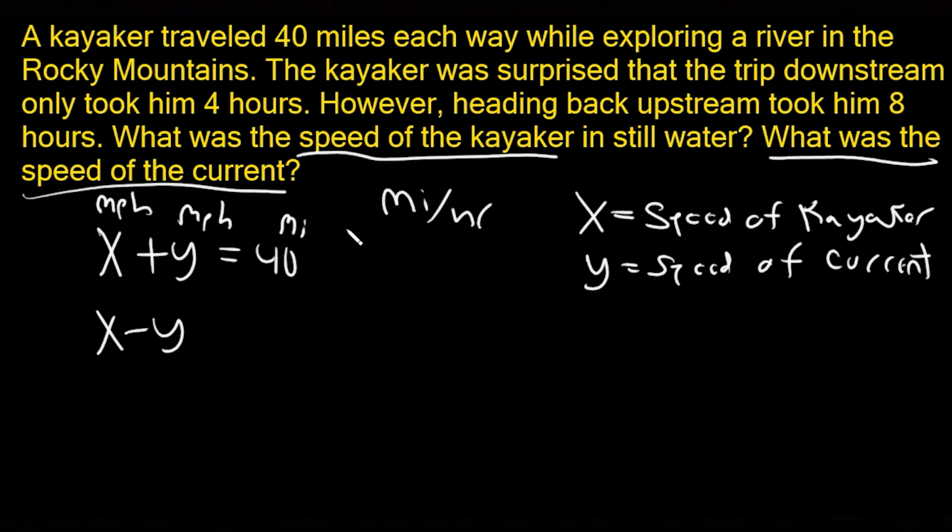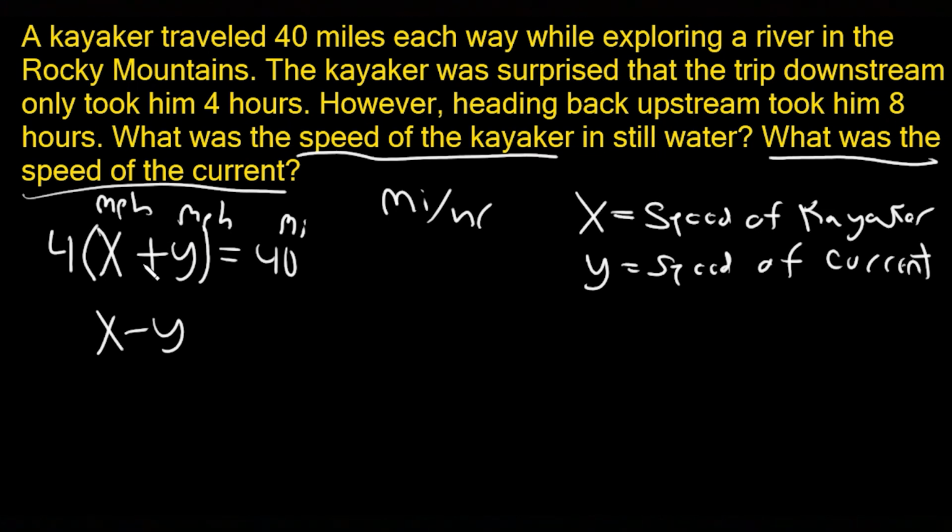All of our units have to match up here. So think about what you can do, all right? They did tell us how long it took, right? It took 4 hours to go downstream and 8 hours to go upstream. So think about this logically. If I put this in parentheses here and I multiply by 4, what is going to happen?